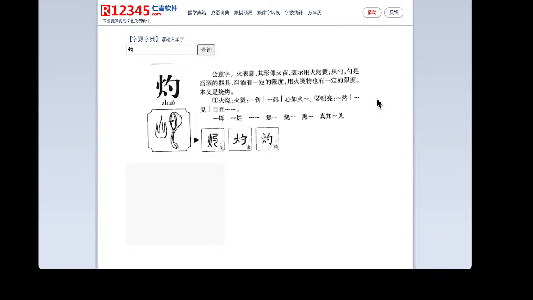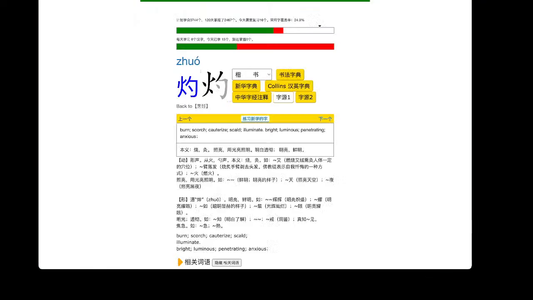It's measured. So now 灼 is also measured. You scald, you burn, but it's measured. Not like for a long time or something. So that's why they use the 勺 over here, to bring the meaning. So this is 灼.